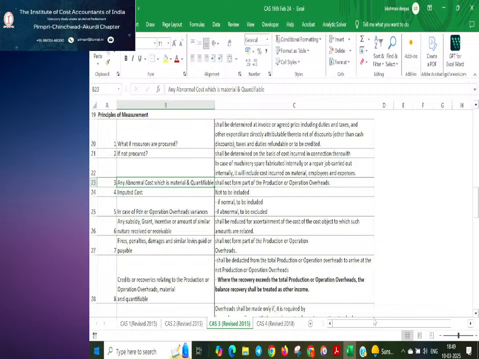Now, any abnormal cost which is material and quantifiable, let it be material, let it be quantifiable, whatever may be the case, abnormal cost is always not under the purview of cost accounting records. It needs to be reported separately.